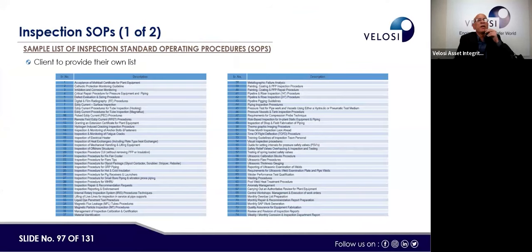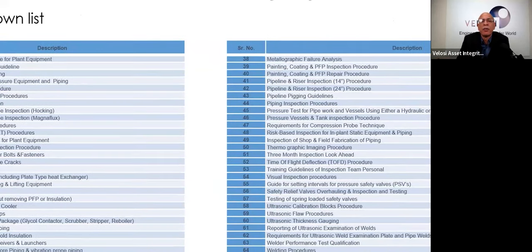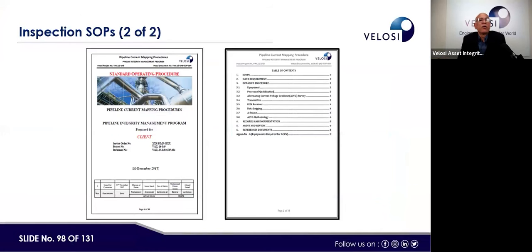Then here, a sample list of inspection standard operating procedures, SOPs. There could be a number of SOPs as a part of inspection, sometimes 100. Here is the inspection cathodic protection and monitoring guideline. It could be eddy current inspection. There could be, for example, pipeline UT thickness surveys, RT surveys, CP monitoring system procedures, and so on. So there are various procedures which are applicable, for example, pipeline pigging guidelines, piping inspection procedures, and so on. This is one of the SOPs for inspection.